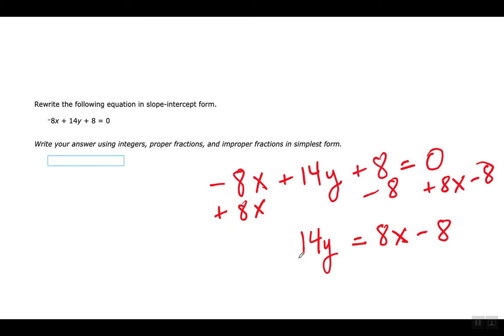All right, now the only step left to do is to move this 14 to the other side and divide everything on the other side by 14.